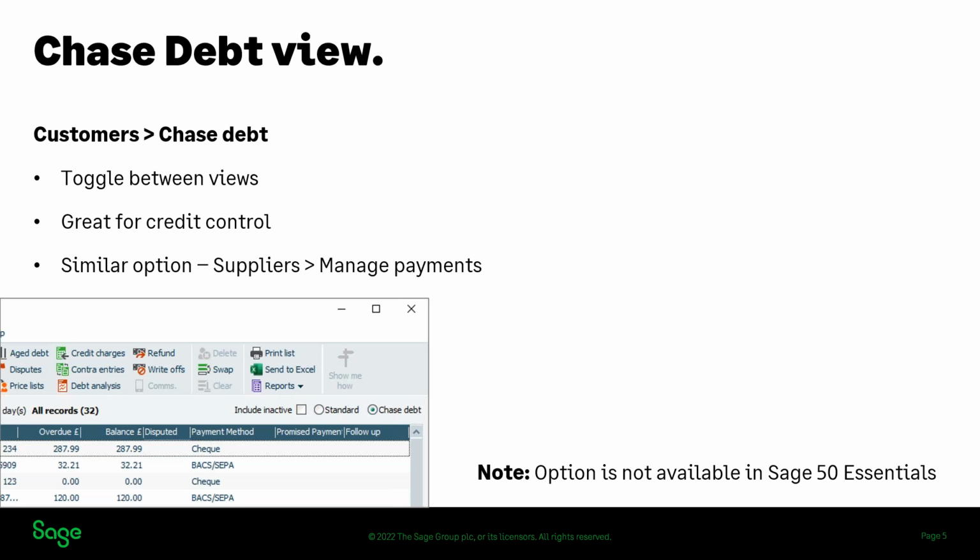Now there is a similar option available within Suppliers called Manage Payments. You'll find these options in the upper right-hand corner of the relevant module that you're in. But we're just going to concentrate on the Customers Chase Debt View today. Then obviously if you need it, you can take what you've learned through to the Manage Payments area within Suppliers. Again, just to reiterate the point, these options are not available in the Essentials level of Sage 50 accounts.